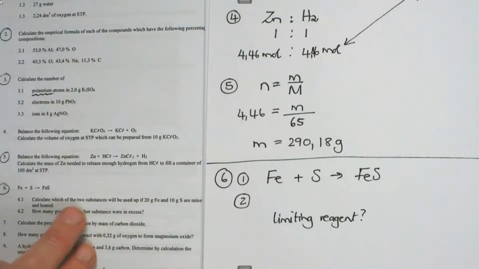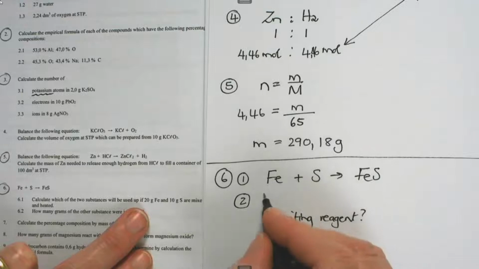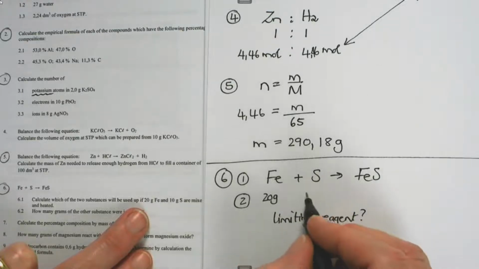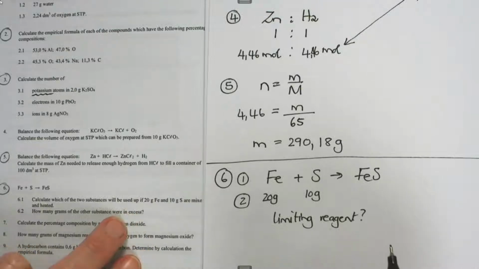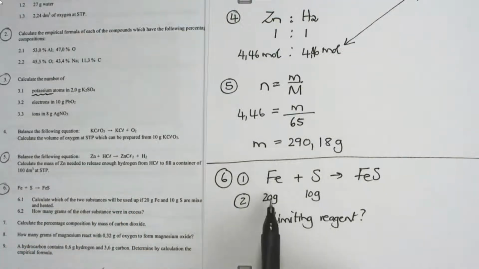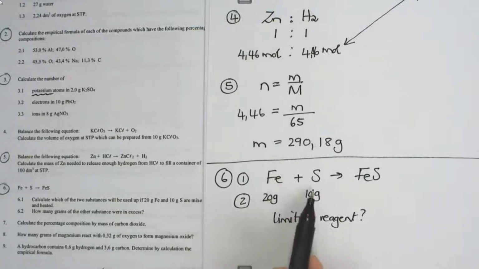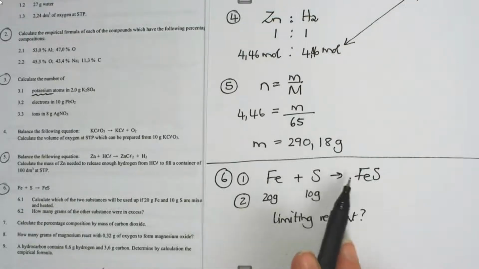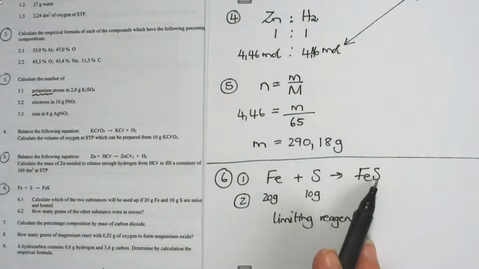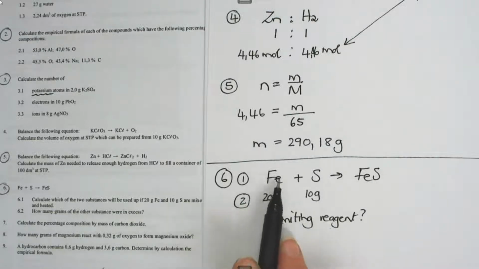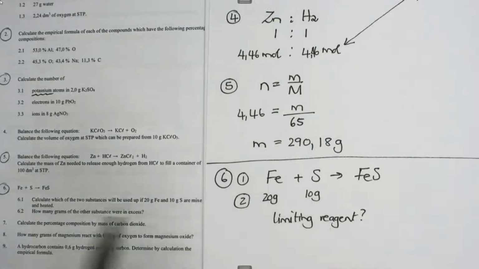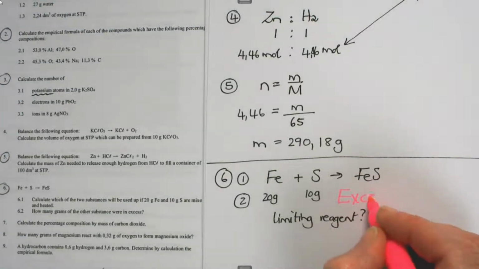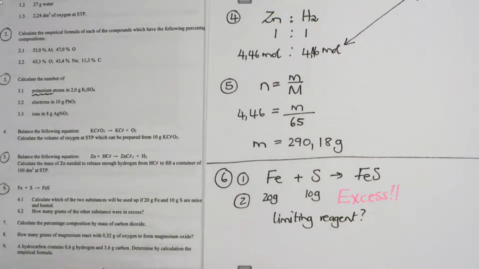Now they say, calculate which one of the two substances will be used up if 20 grams of iron and 10 grams of sulfur are mixed and heated. Okay, now important. The things on the left-hand side are the reagents, and the things on the right-hand side of the arrow are your products. If they give you both reagents, you must know one is in excess. So I'm going to write, because I used it in pink, there's an excess. So somewhere there's an excess.